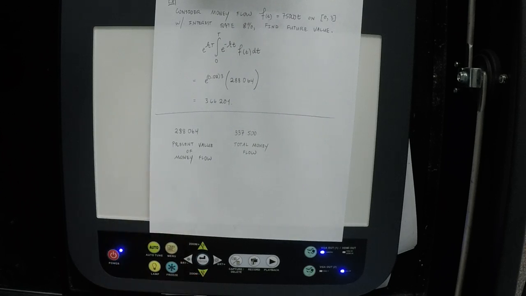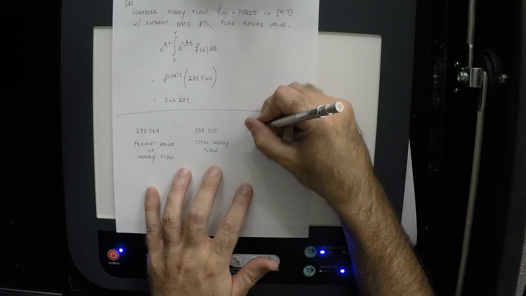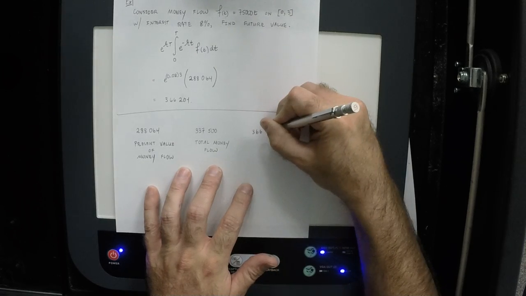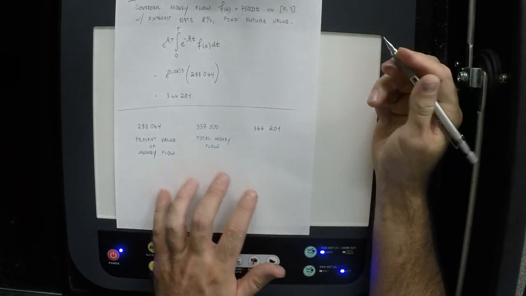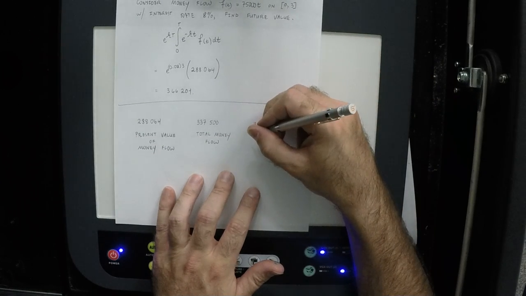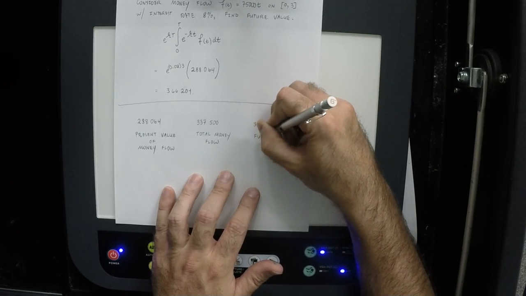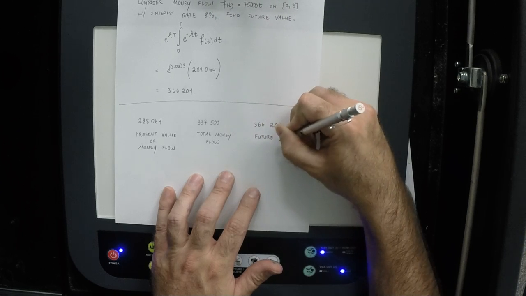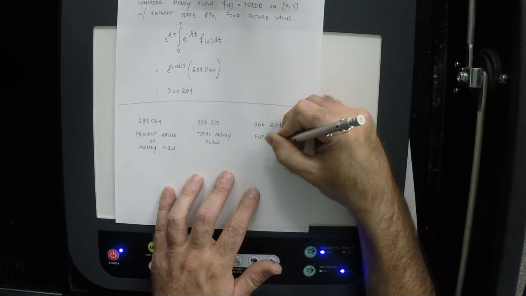And then we said, well, what if we were to take that present value and deposit it in a bank account? Which is conceptually identical to saying, what if we just took the hose and put the hose directly into a bank account. We got the value 366,201. So this is the future value of the money flow.